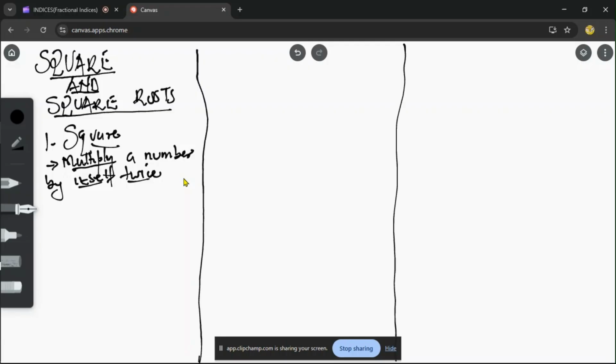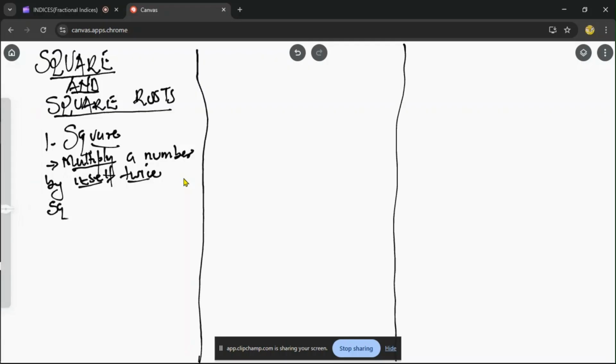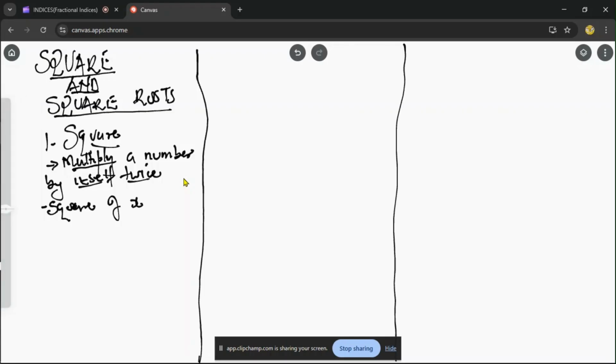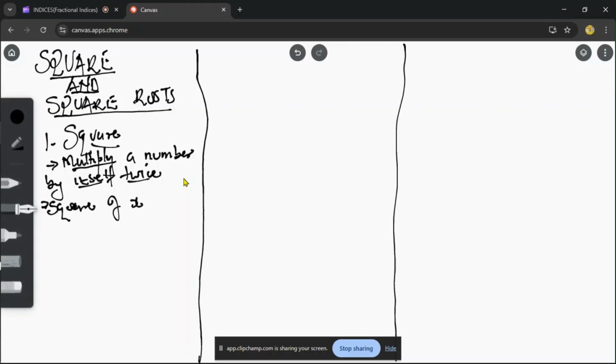For example, if I want to get the square of x, square of x simply means you multiply x by itself twice. So this means it is x multiplied by x. So it's simply a number multiplied by itself twice.